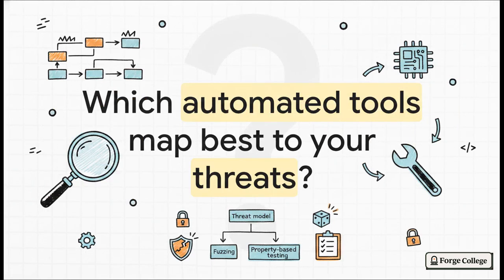I'm going to leave you with this final provocative thought to chew on. Now that you know how to build a threat model, which automated fuzzing and property-based tools map best to those specific threats? Well, we are going to unpack exactly that in our next explainer on tooling.